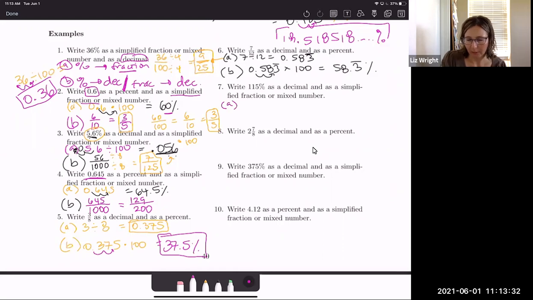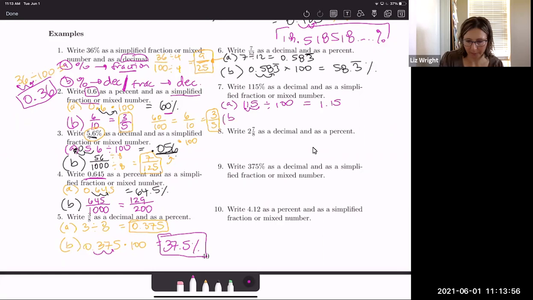All right. Next one, we are taking a percent, we're writing it as a decimal. So we're taking our percent and we're writing it as a decimal. If you need to, go back up, check your work, see what we need to do. We should be dividing by 100. So we're taking this and we're going to go 1, 2, and that is going to be 1.15.